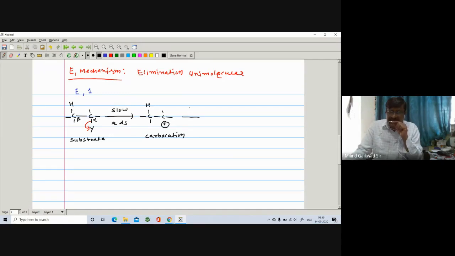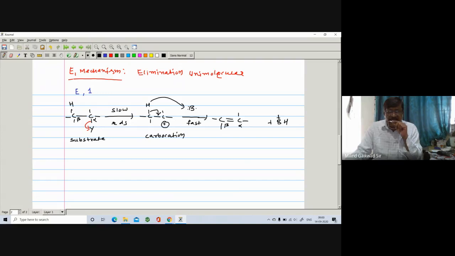And in the next step, the base abstracts a proton. So this sigma bond will shift here. There is a formation of a carbon-carbon double bond, and this H is abstracted by the base. Here is the carbon, formation of a double bond, and you get such type of an alpha carbon and a beta carbon atom, and you get BH positive. So it is a two-step process.